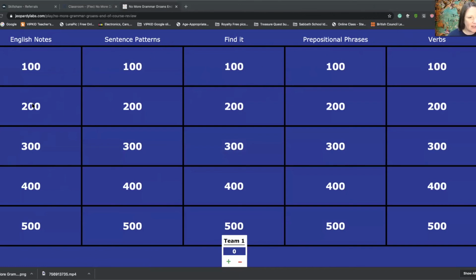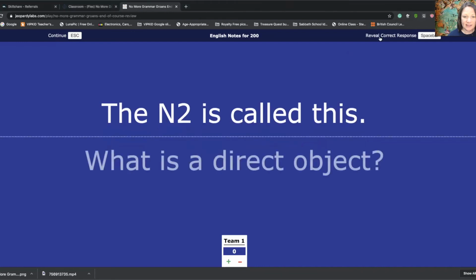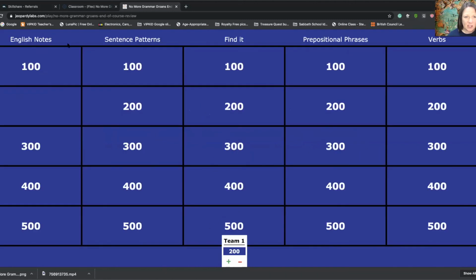Let's start with English Notes 200. The noun to is called this. Well, I know that the noun to is called direct object. So what is the direct object? That's it. What is a direct object? Good. 200 points. Make sure you add here at the bottom your points. Just put plus. It'll put whatever it needs to.